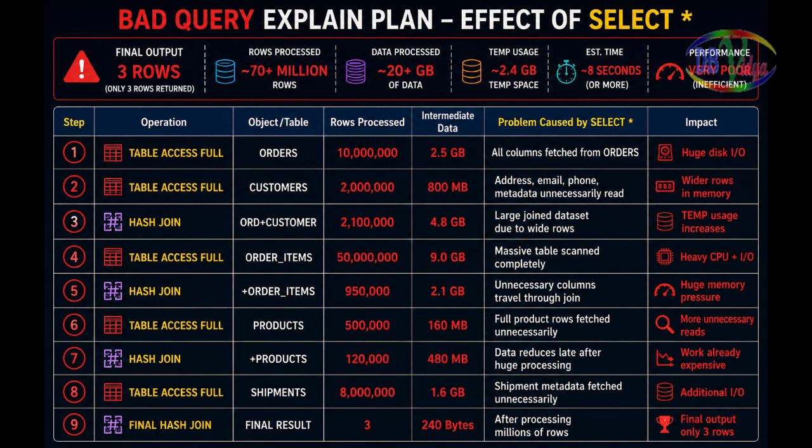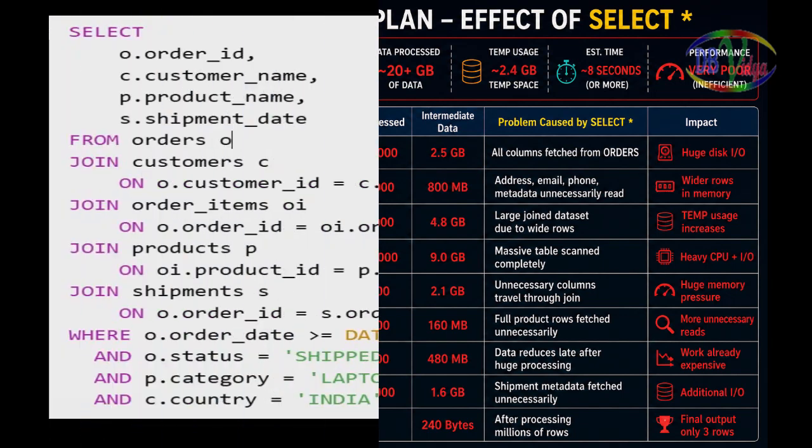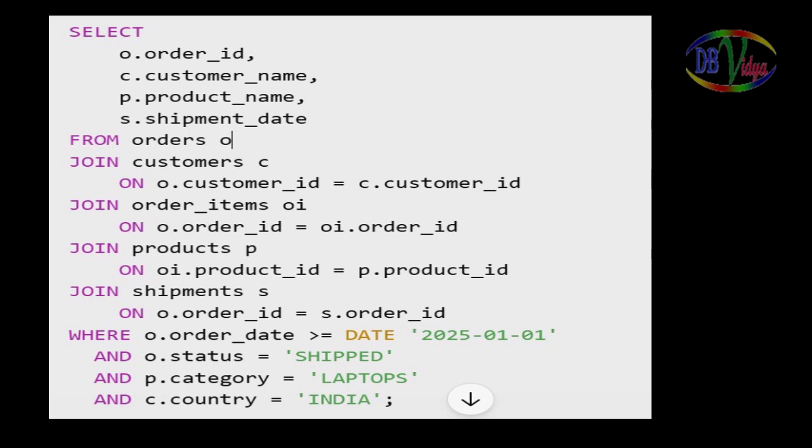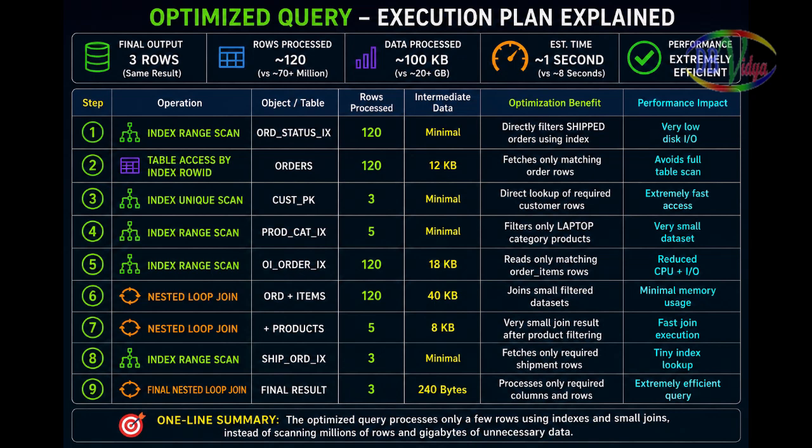Why should we process so many millions of records? Is there any better way to do this? Now let us see the tuned query. Here you can see we are selecting only a few columns: order ID, customer name, product's name, and shipment date. Nothing else change is done. In the previous query it was select star. So let us see this optimized query.